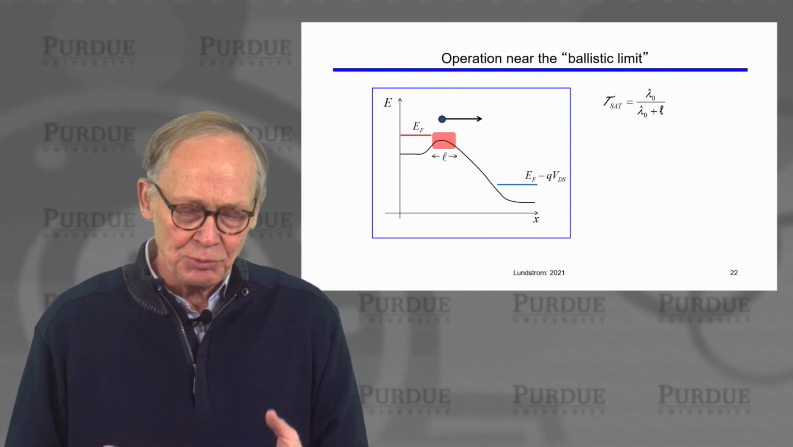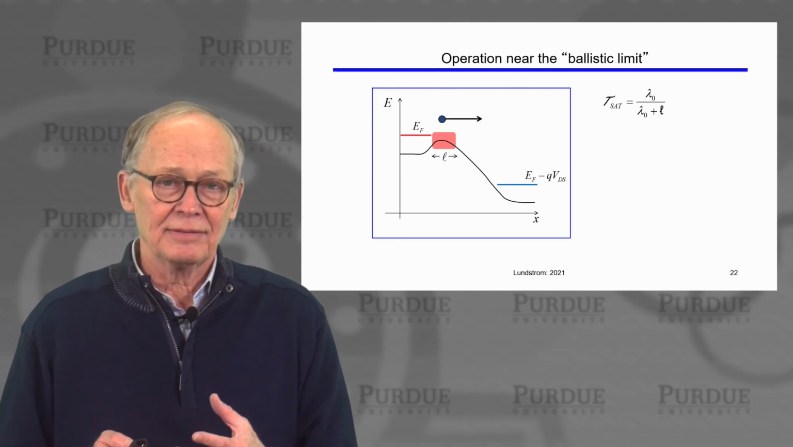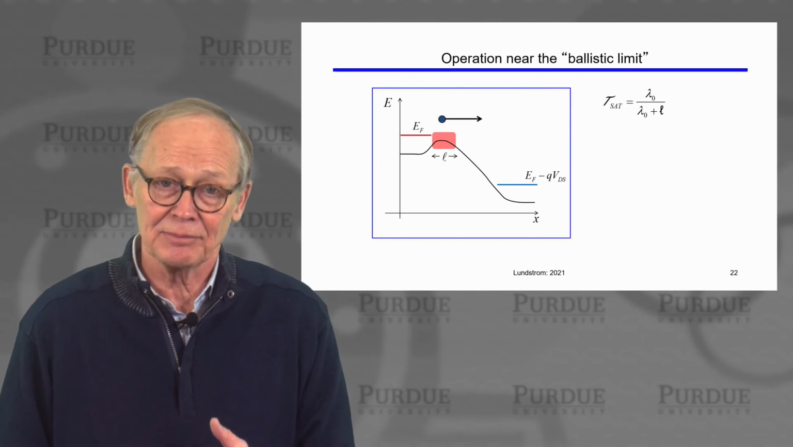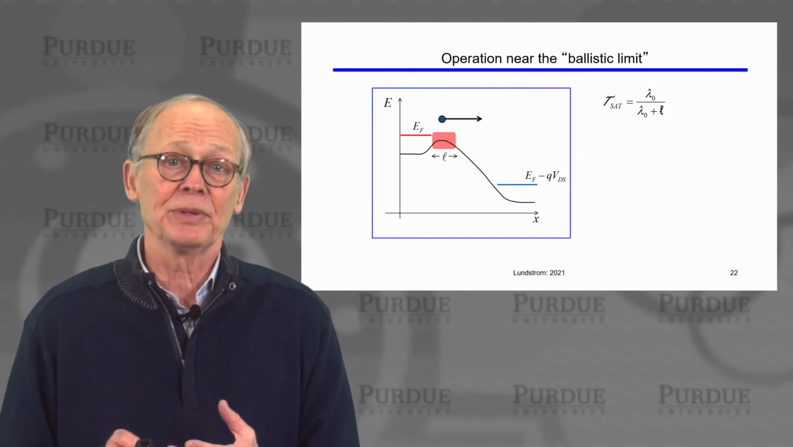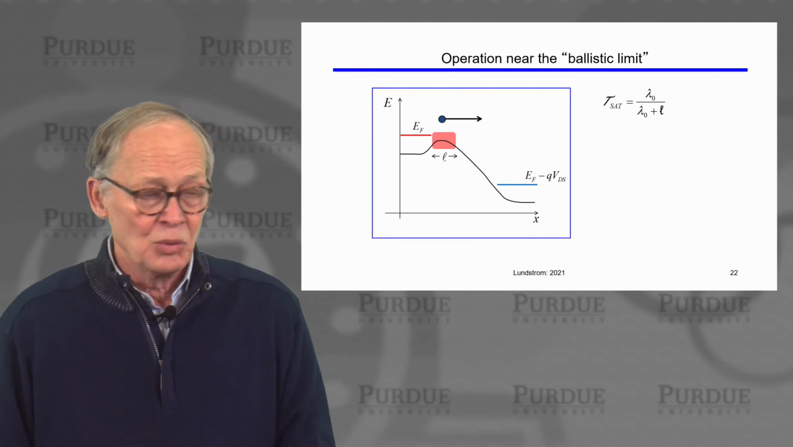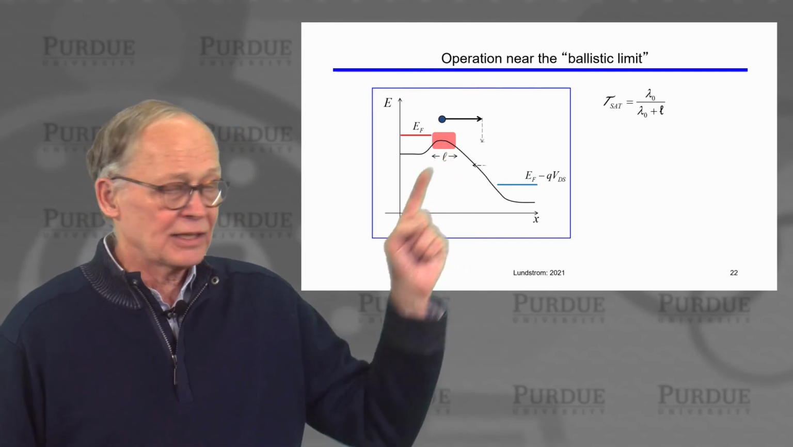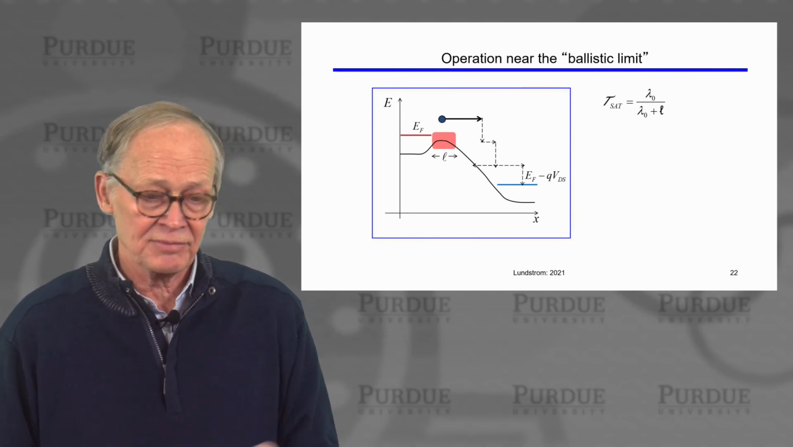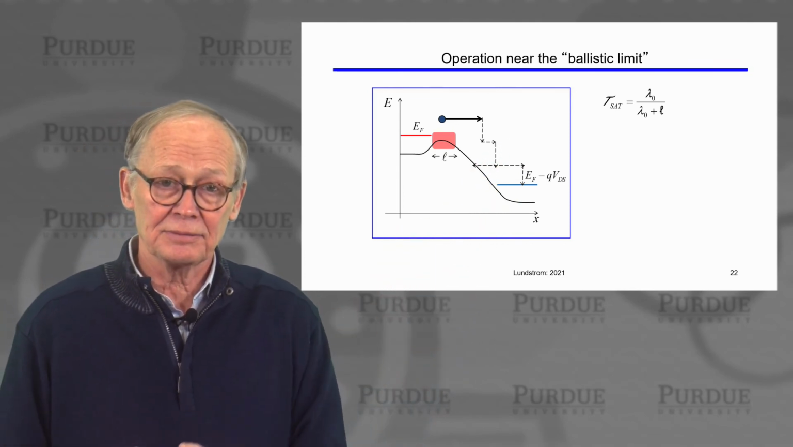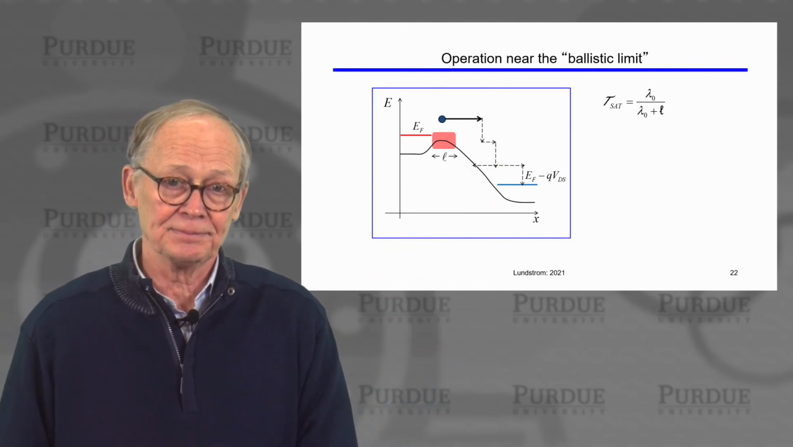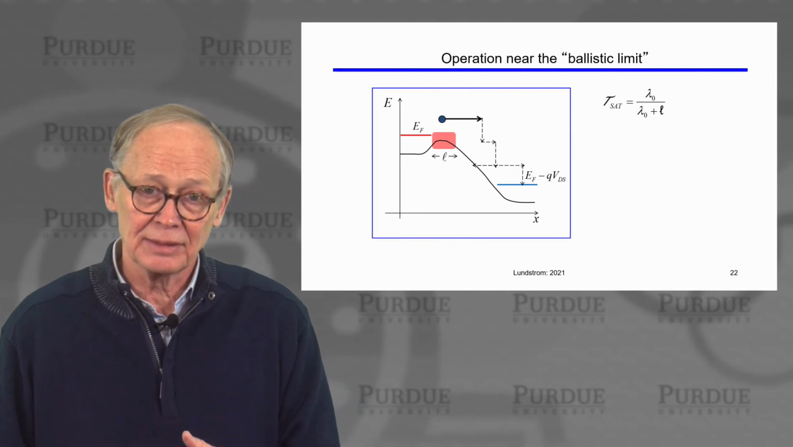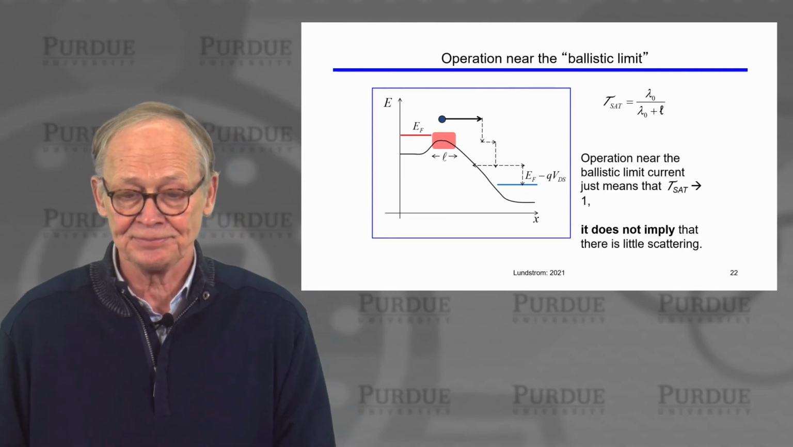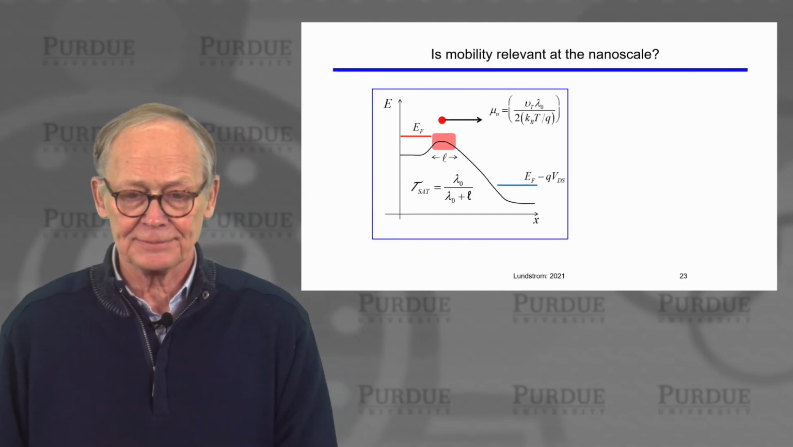Now, we should point out that if we find that we have a MOSFET that is operating near the ballistic limit, that does not mean that there's no scattering in the channel. There could be quite a lot of scattering in the channel. What it means is that electrons have a good probability of getting across this very short bottleneck region. Then they might scatter quite a lot, but they're going to exit from the drain. So we can operate near the ballistic limit with currents near the ballistic limit in the presence of significant amounts of scattering. So that's important to realize.